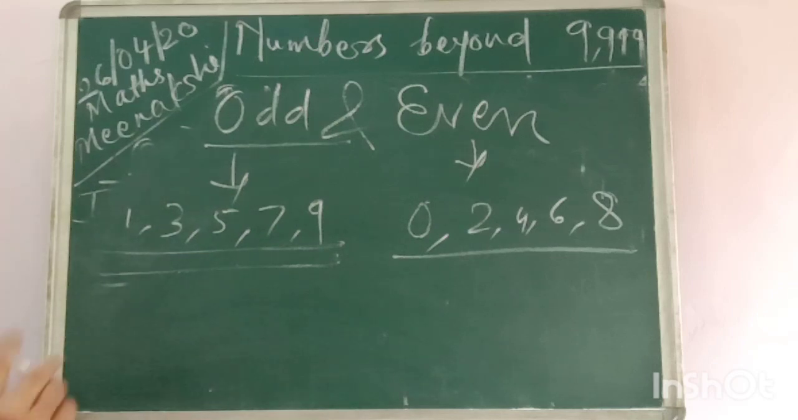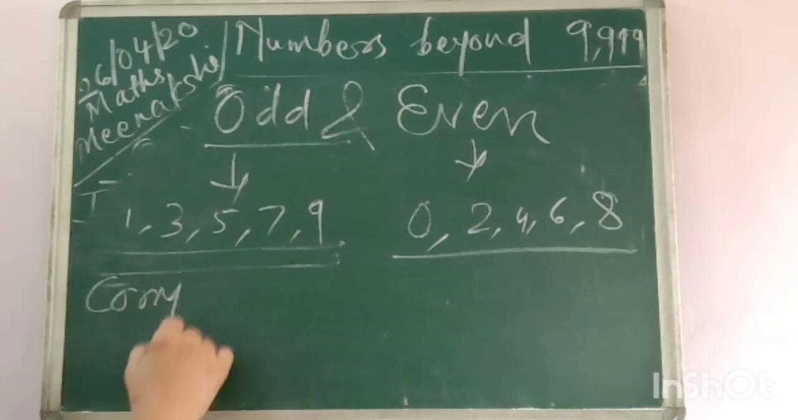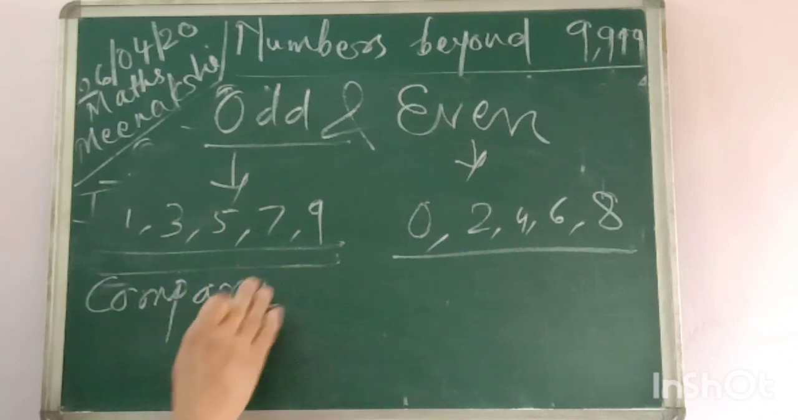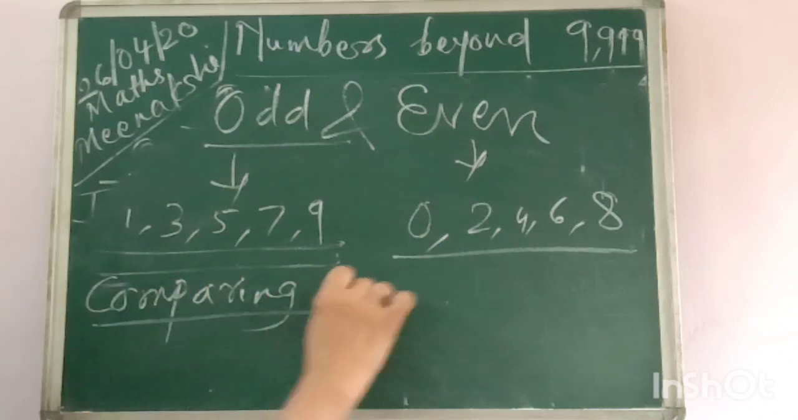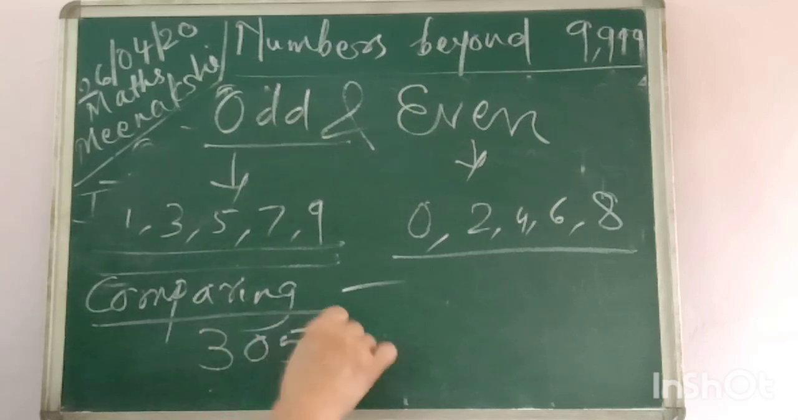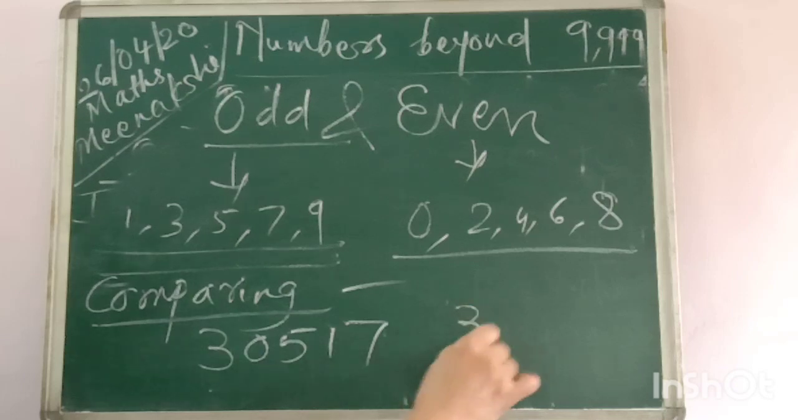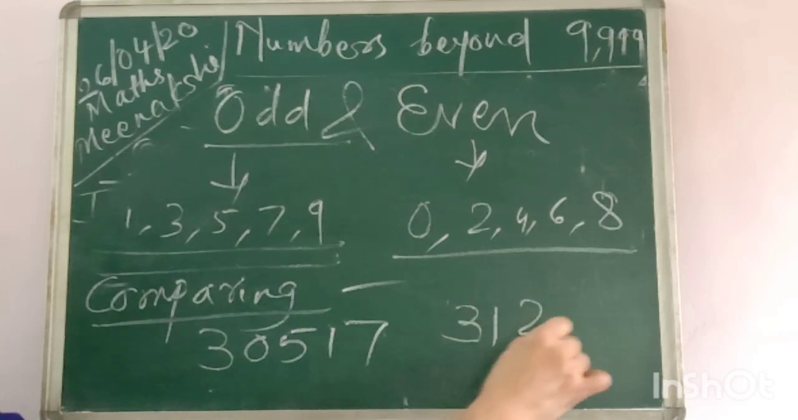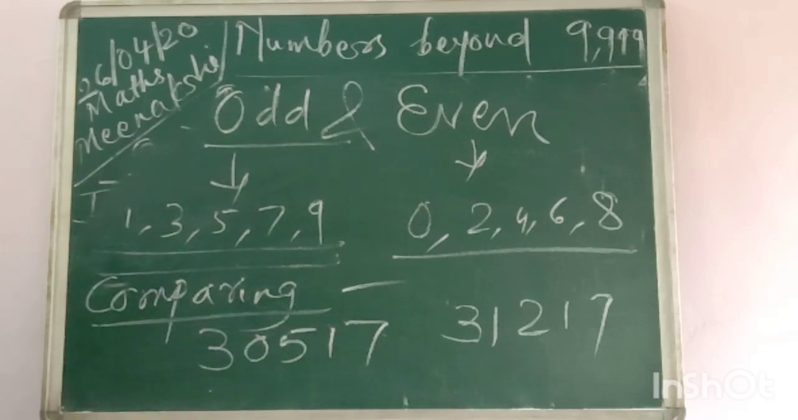Then I introduced you to how to compare the numbers. This also we have done. When comparing numbers, you check the place value of the higher place digit, and then we can compare. For example, see, 30517 and you have 31217. Then how will you check these two numbers?